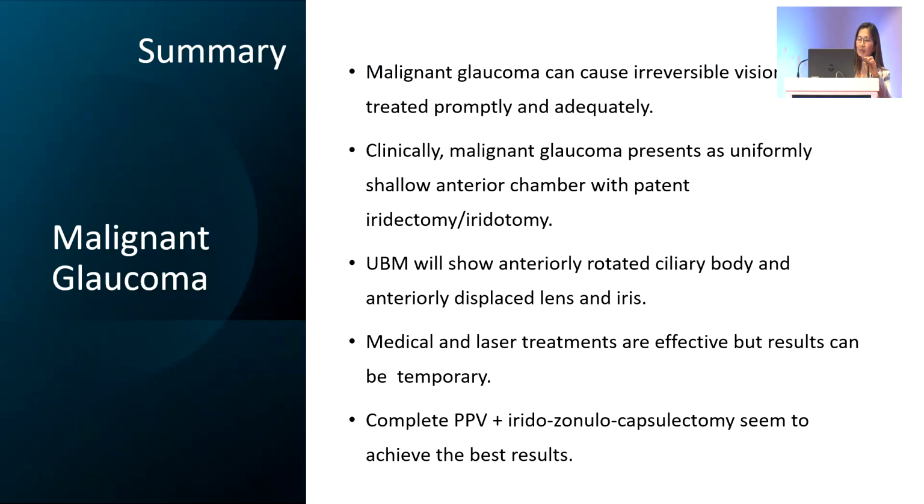So in summary, malignant glaucoma is a serious condition that can lead to irreversible vision loss if not managed promptly. While medical and laser treatments can be effective, they may only provide temporary relief. Complete pars plana vitrectomy combined with iridozonulocapsulectomy appears to yield the best long-term results.